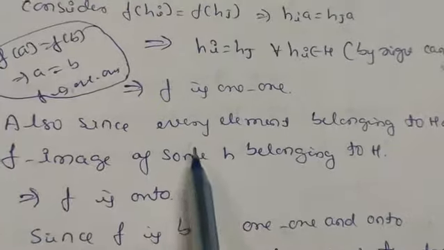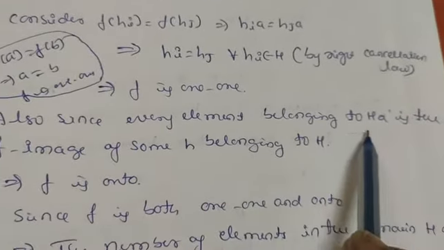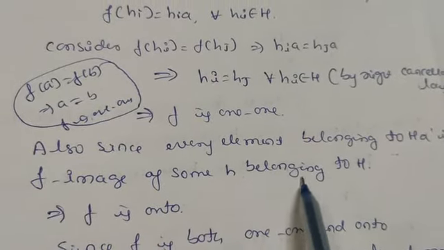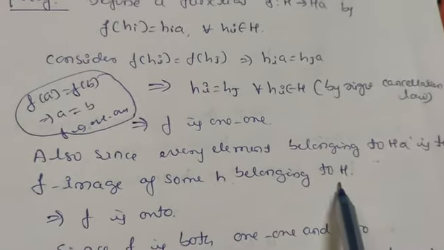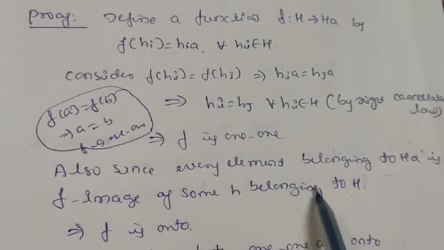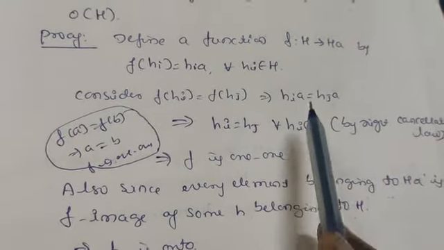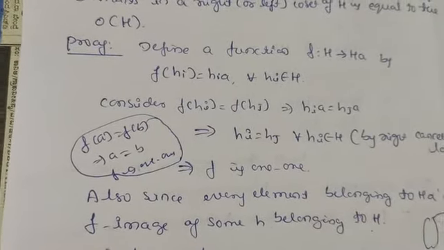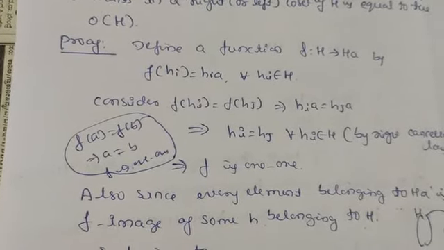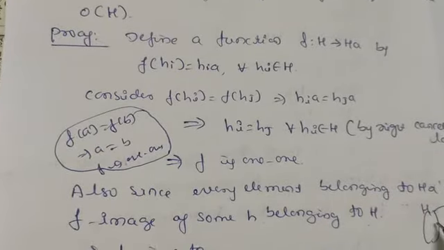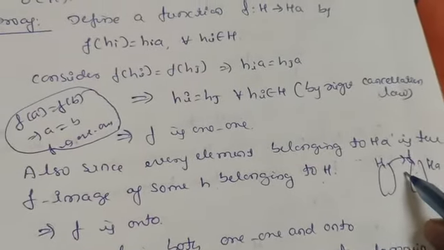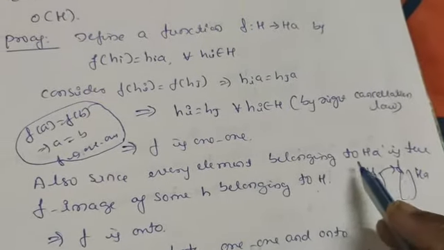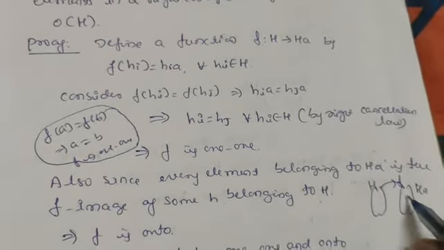And also, since every element belonging to Ha is the f image of some h belonging to H. Here we have a mapping, f is a mapping from H to Ha. We have sets like this: H and Ha. This is H and this is Ha, and this is the mapping f. So every element belonging to Ha, these are the elements which belong to Ha.